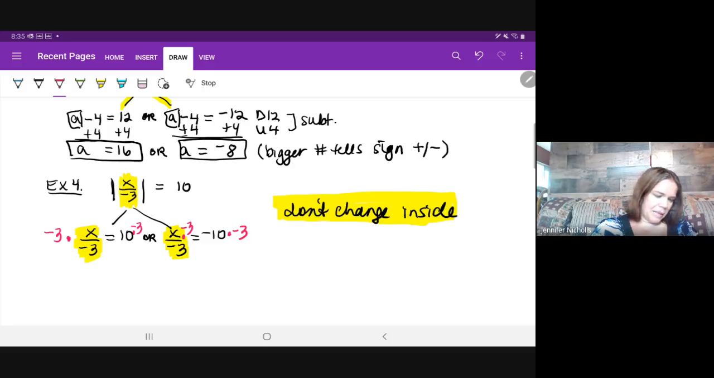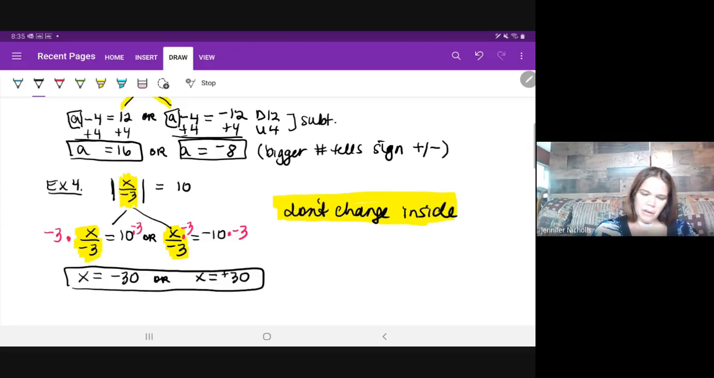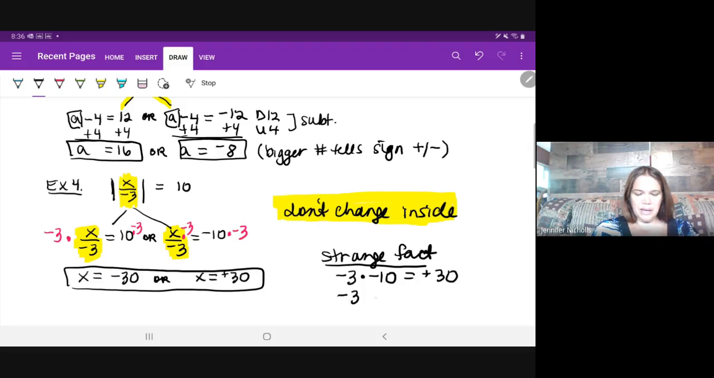Okay. So it is the same thing. You multiply by the same thing. So x equals -30. And this is x equals +30. So let's put strange fact over here. Okay, so strange fact is -3 times -10 is +30. And -3 minus 10 is what?